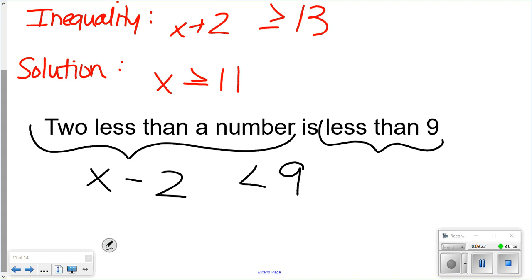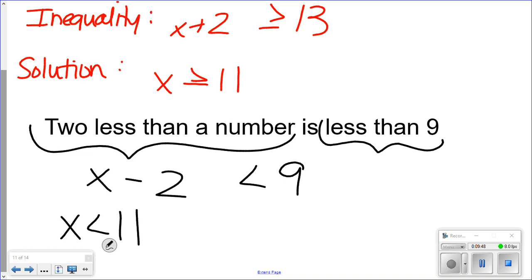Okay, so this would be your inequality. Your solution would look something like this. X is less than 11. That would be your solution. What questions do you have for me so far?